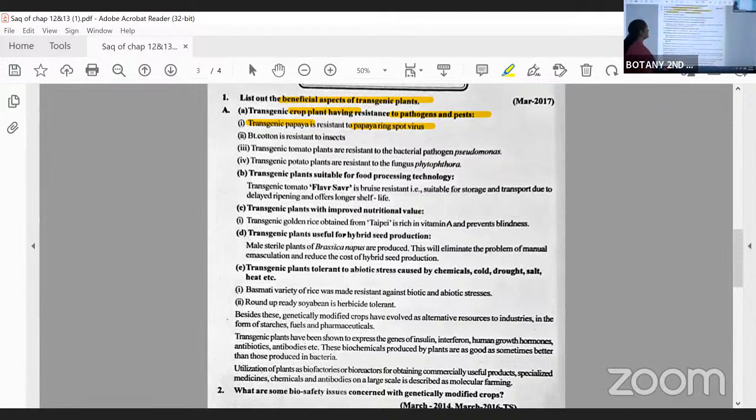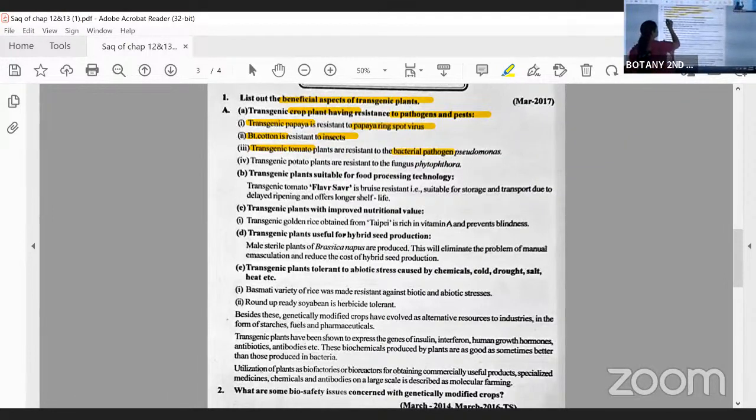Papaya ring spot virus. And the next one is what we have already learned, BT cotton. BT cotton is resistant to insects. And the next one, tomato, you can easily remember, transgenic tomato plants are resistant to bacterial pathogens. Example, Pseudomonas. If you remember Pseudomonas, you can write it, if not also acceptable. So transgenic tomato is resistant to the bacterial pathogens. That much is well sufficient for this concept.